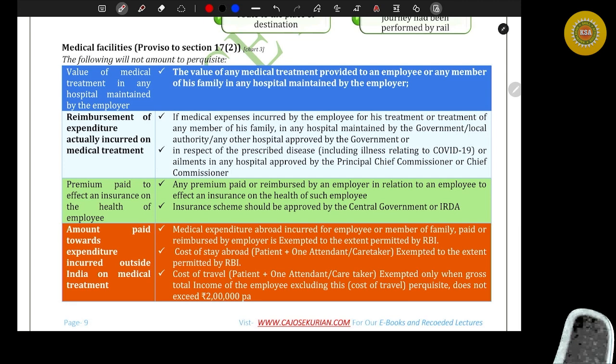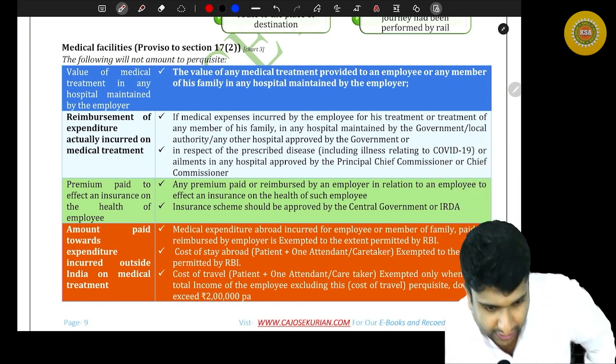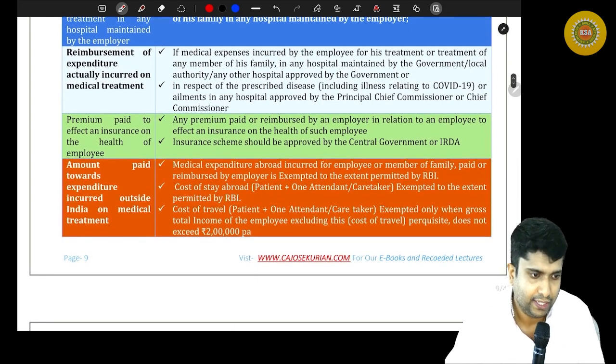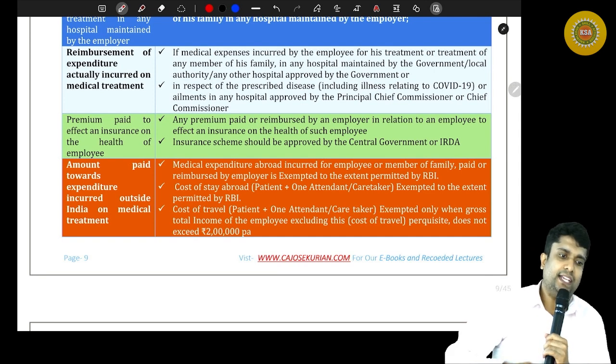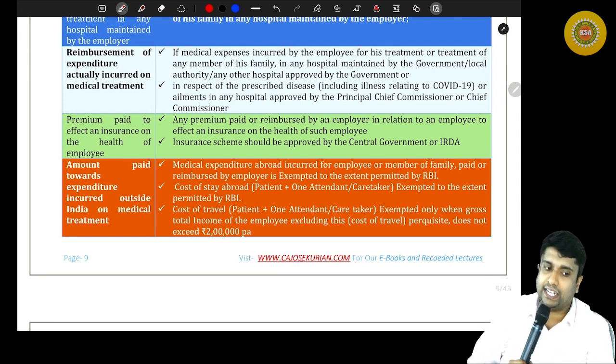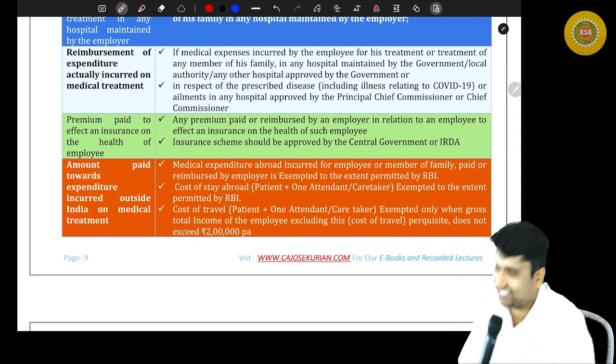Can you read the last one under this? Amount paid towards expenditure incurred outside India on medical treatment. It is actually comedy, okay?